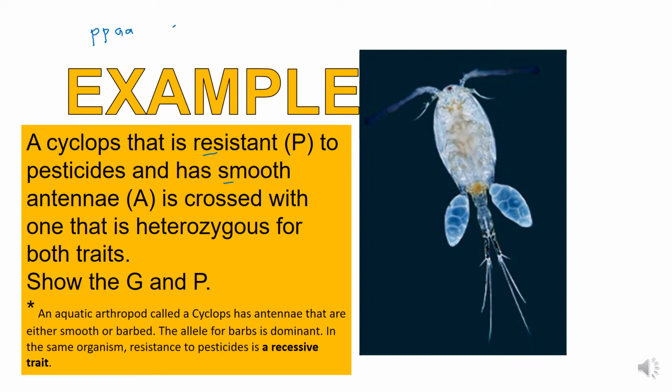And for the other parent, sabi niya, it is crossed, right, to a heterozygous, okay, for both traits. So, yung isang parents, heterozygous yung kanyang alleles for both traits. So, ibig sabihin, may isang dominant, may isang recessive. Sorry, that should be P, okay? P ito. Okay, and may isang dominant for the smooth and isang recessive.